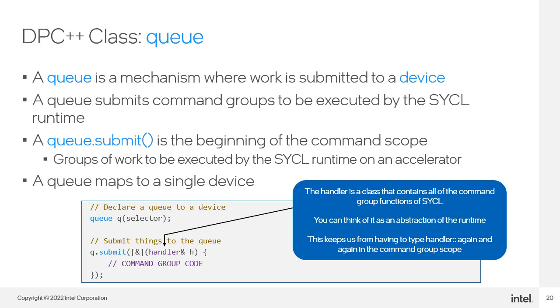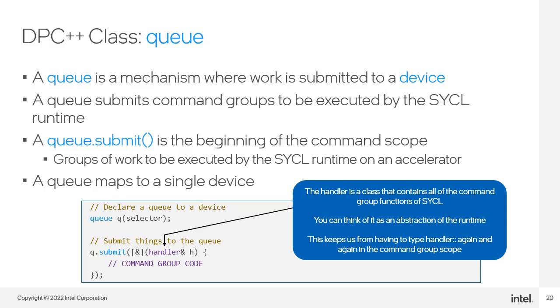Recall that the DPC++ command group scope is initiated with the queue.submit command. When this command is initiated, it signals to SYCL runtime that groups of work are to be passed on to the accelerator for execution. You can have as many queues sent to a device. However, a queue maps to a single device.